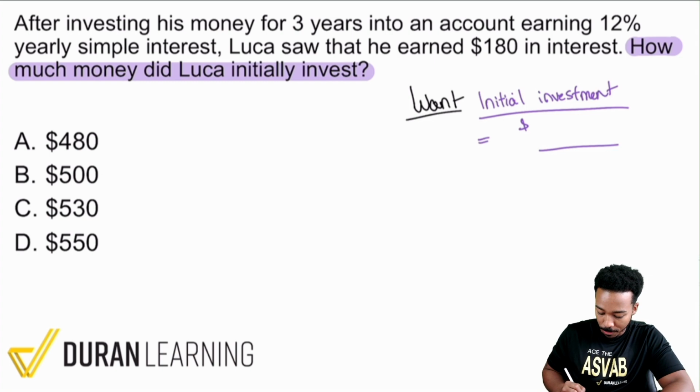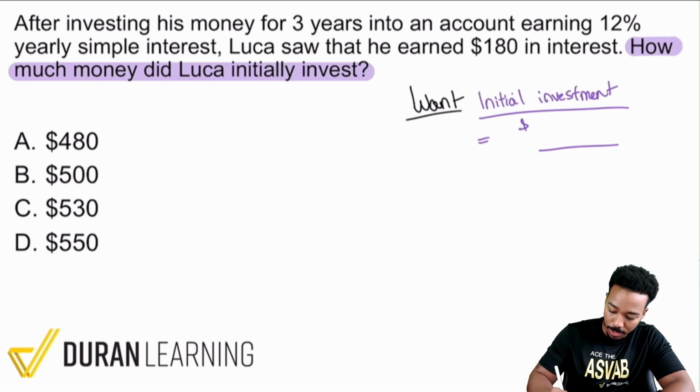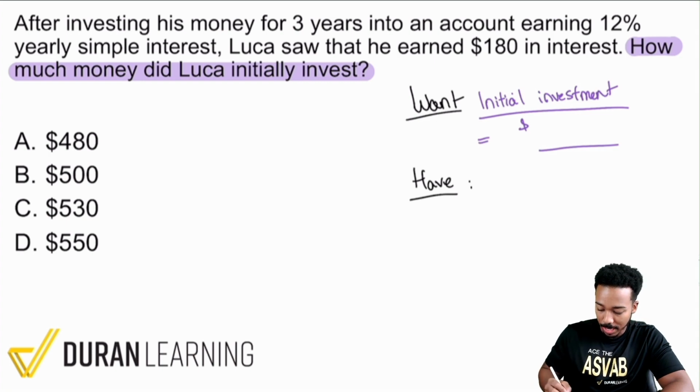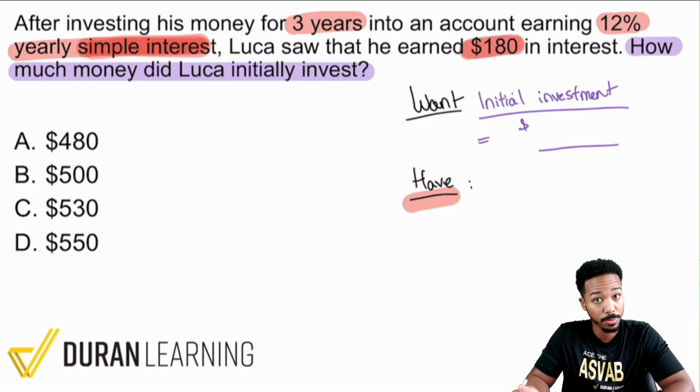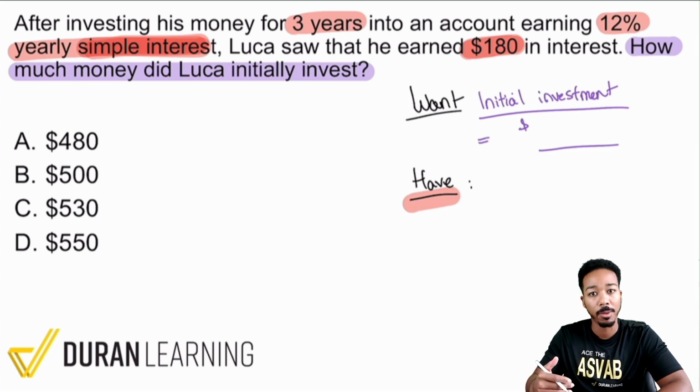Now, what information do we have? Let's write that down here. What information do I have? I'm going to highlight that information here in red. And I see here that we have 3 years of investing, 12% yearly simple interest, and then that amounted to $180 in interest. So notice how we're working backwards here. We're not given what we start with, we're given what the result is. And so let me show you a really easy way to do a problem like this, and then I'm going to show you a different problem where you can still apply it in the same exact way.